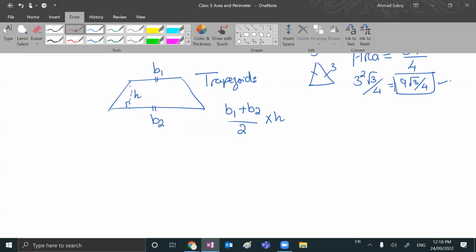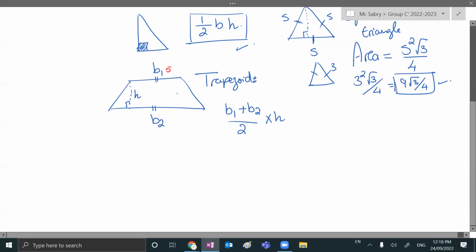For example, if we're told that this is 5, and we're told that this is 10, and we're told that the height is 3, then the trapezoid's area would be 5 plus 10 over 2, and then multiply this by the height, which is 3. That should get me the area of the trapezoid. All clear so far, correct?